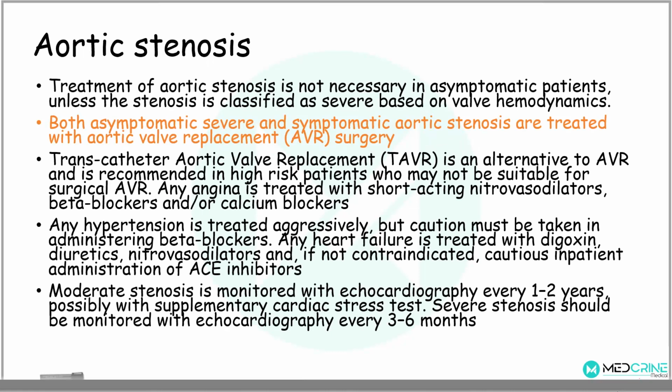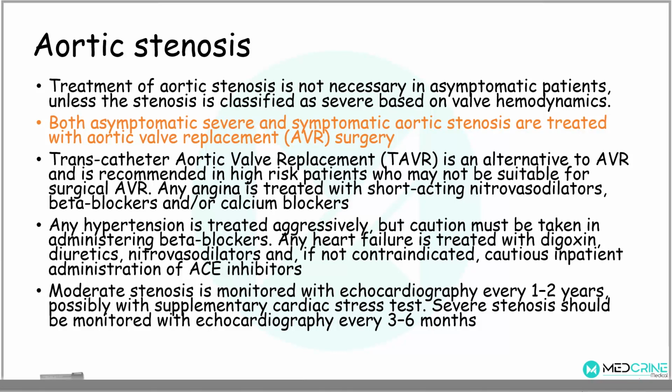In aortic stenosis, treatment is not necessary in asymptomatic patients, unless the stenosis is classified as severe based on the hemodynamics, then it warrants a treatment. Both asymptomatic severe and symptomatic aortic stenosis are treated with aortic valve replacement surgery. A transcatheter aortic valve replacement is an alternative to surgical aortic valve replacement, and is recommended in high-risk patients who may not be suitable for some surgical aortic valve replacement surgeries.